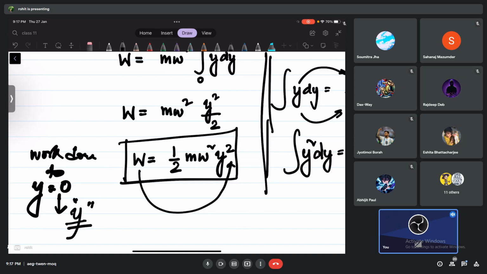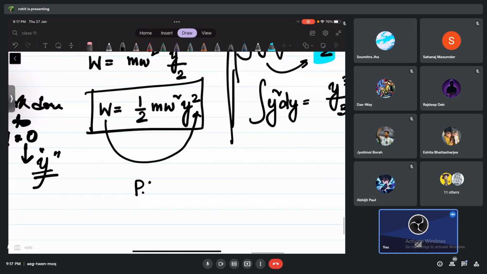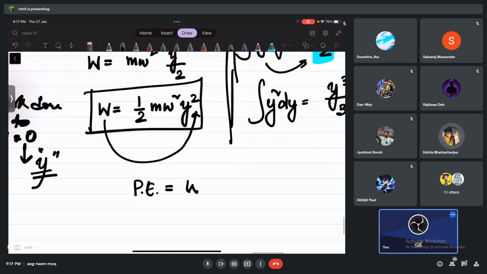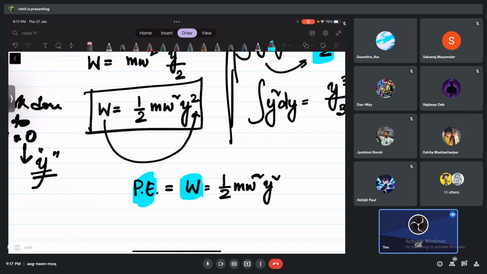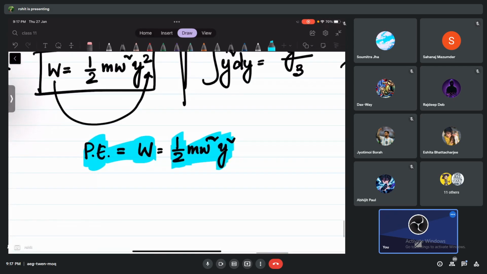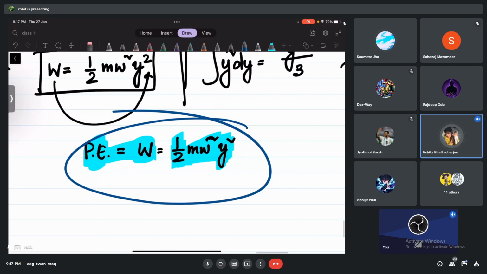And now you tell me, does it have potential energy or not in this position? Yes, sir. Equal to how much? Half m omega square y square, equal to the amount of work done, because I told you the more work you do, the more will be stored as the potential energy of the system. So this is the formula for what energy, guys? Potential energy.